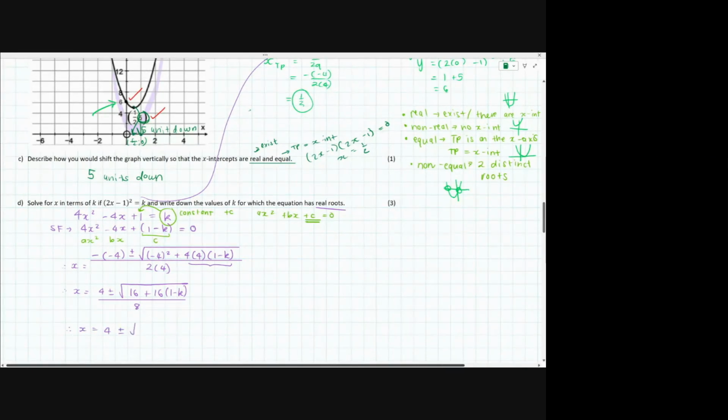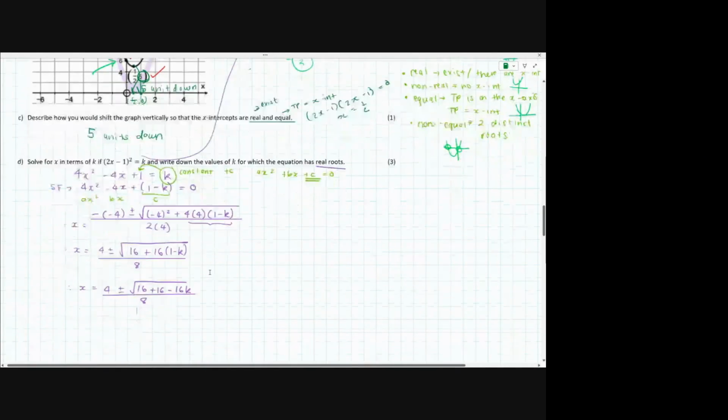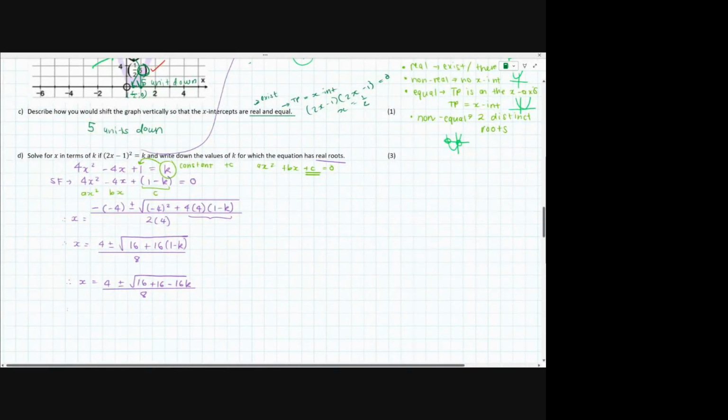So underneath my root, I'm going to distribute. So I've got 16 plus 16 minus 16k, all over 8. And I end up with x is equal to 4 plus or minus the square root of 16 plus 16, which is 32, minus 16k, over 8. We just need to be very careful there when we go and distribute.